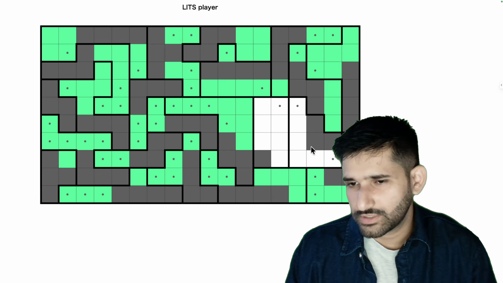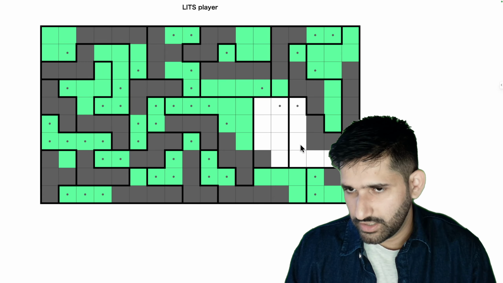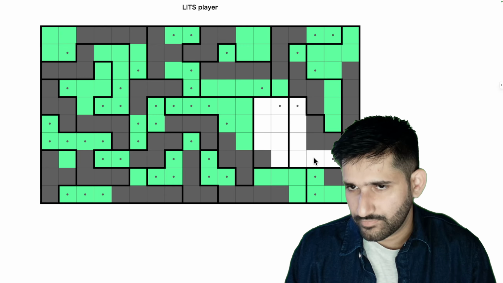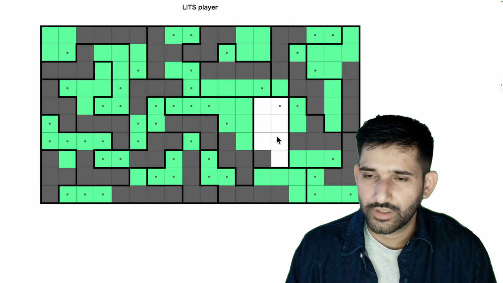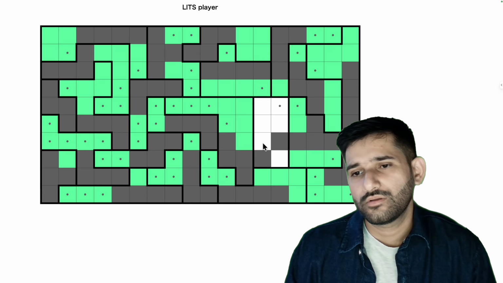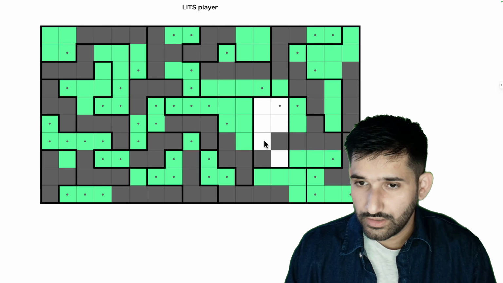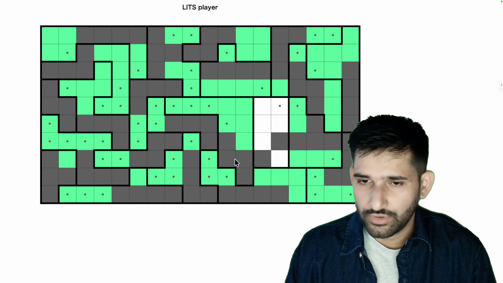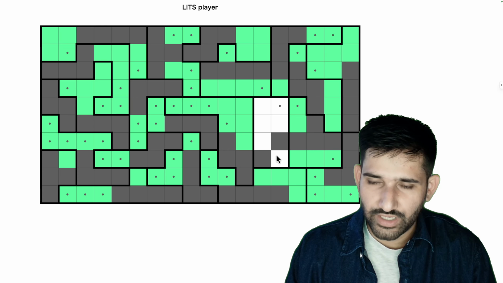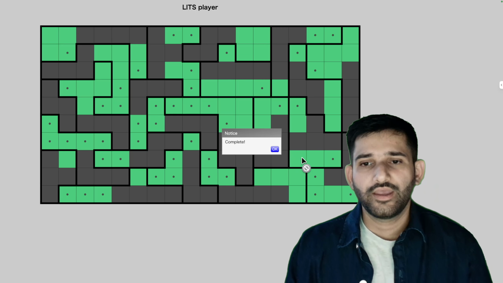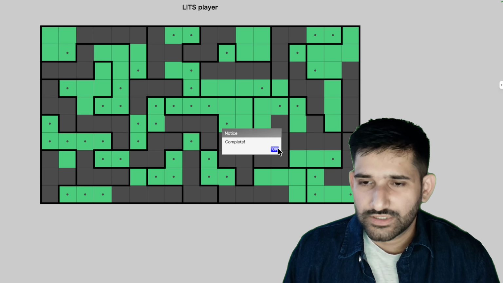Which means this is, of course, a T shape, but is it here or is it here? It has to be here so that it can connect up to this tetromino. And this is going to be connected at this point, and it cannot be a T shape or a Z shape, so it has to be an L shape. And the only way to make an L shape here is this. And that's how the puzzle has been solved.